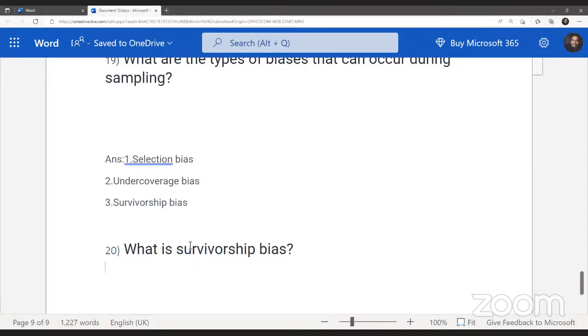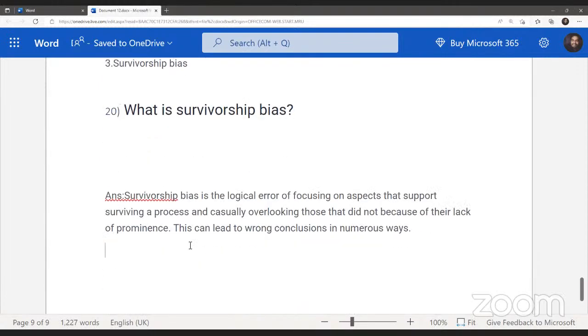Yeah. So as we look into this, survivorship bias is a logical error which focuses on aspects that support surviving a process and casually overlooks those that did not because of their lack of prominence, and this can lead to wrong conclusions in numerous ways.